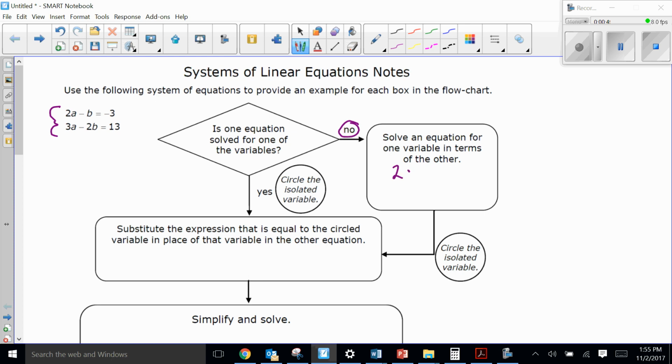So I'm going to pick the equation that's going to be the easiest, which would be 2a minus b equals negative 3, because there's no coefficient on b, so I won't have to do any dividing. So I'm going to solve for b by subtracting 2a from both sides. And then I am going to multiply the whole equation by -1 because I can't have a negative b. So now I'll have b equals 3 plus 2a. And I'm going to circle my isolated variable of b.